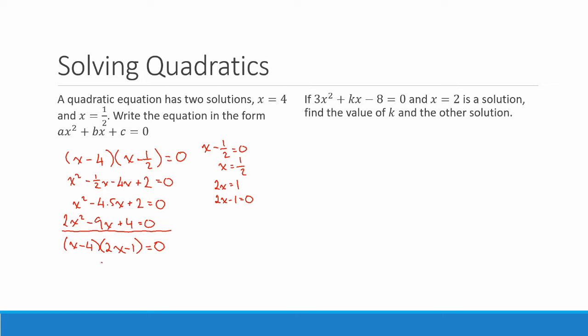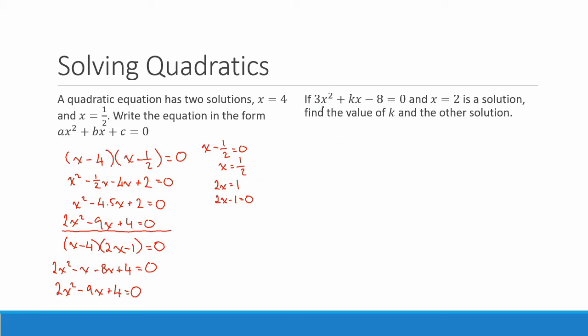And then if we were to expand all this out, then we would have 2x squared, and then x times negative 1 is a negative x, negative 4 times 2 is negative 8x, and then negative 4 times negative 1 is plus 4, and you can, I think, see where we're going. We end up with 2x squared minus 9x plus 4 equals 0. So that same answer again. So both work. My brain likes this one better, but it's up to you how you want to do it.